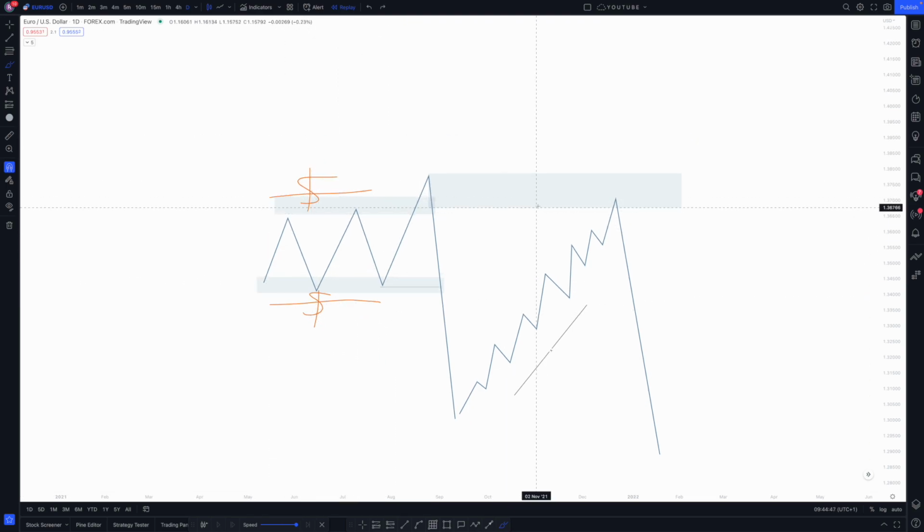It could be used as inducement. So for example, if this high was a little bit closer to the point of interest, that could be considered inducement. Inducement might come in the form of equal highs, where liquidity is resting above here.